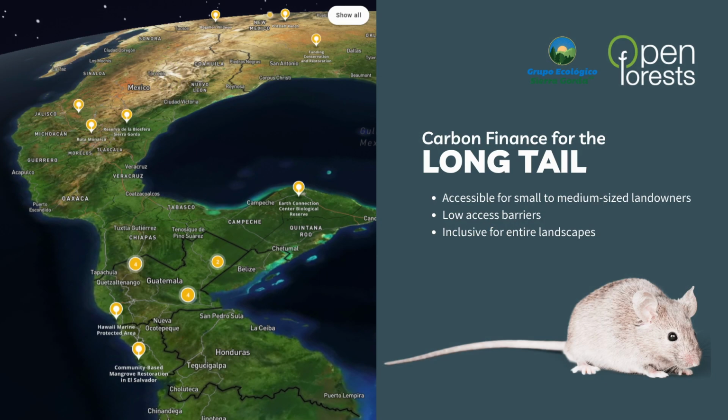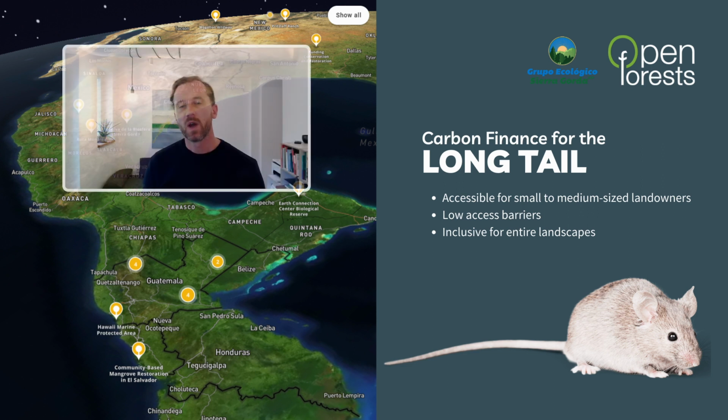But why do we need another carbon registry? There are a lot of carbon standards, certificates, protocols in place. We need a new standard because we need a standard, a protocol that is locally adapted to the local conditions.